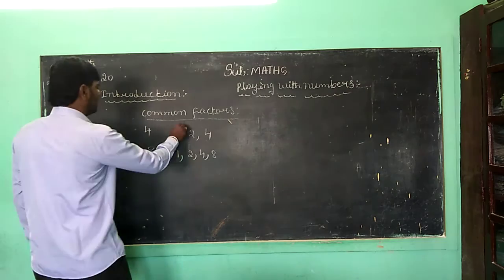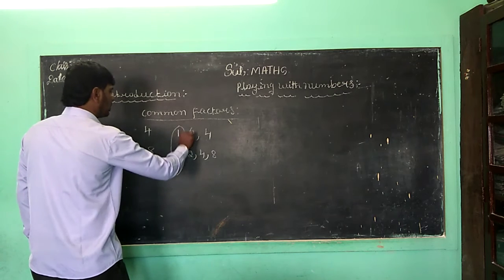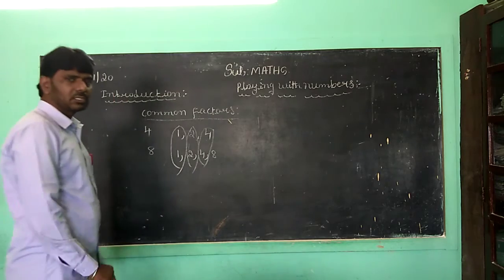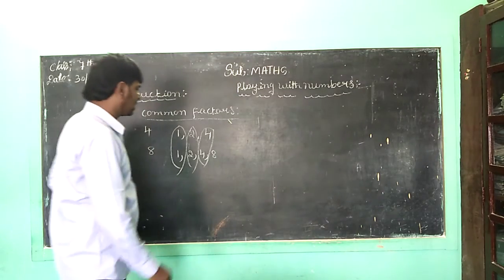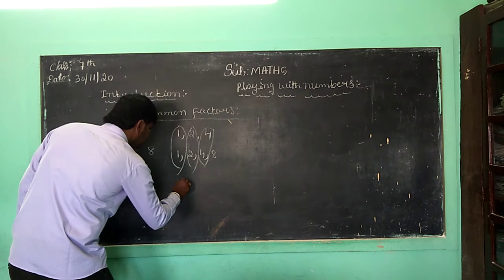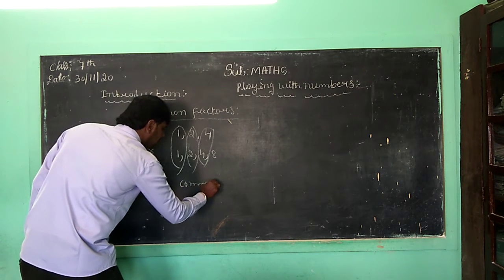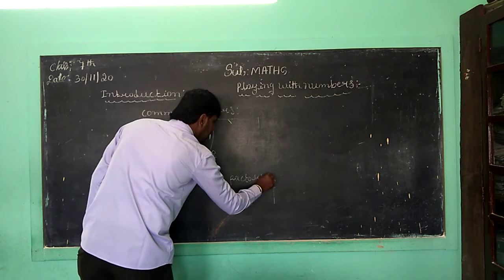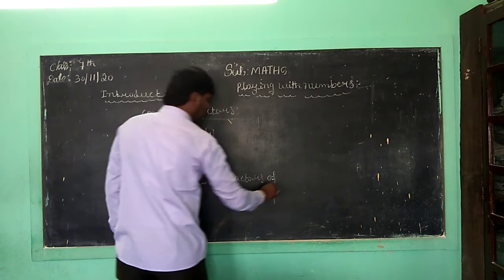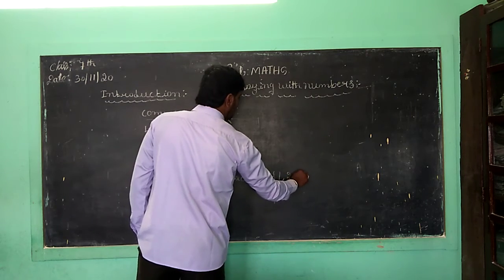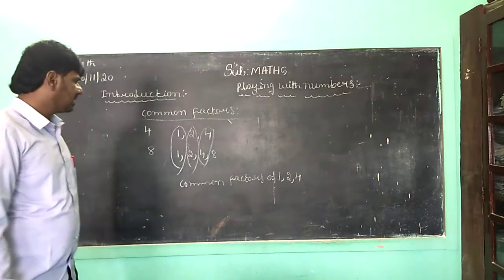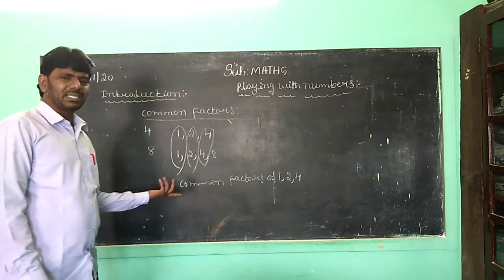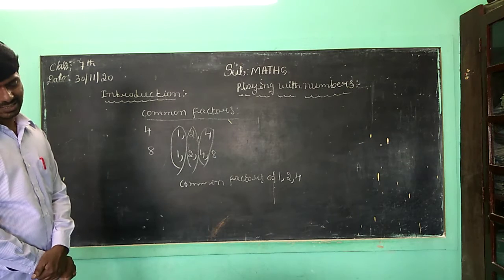What are the common factors of 4 and 8? 1 is common, 2 is common, and 4 is common. Correct, children? The common factors are 1, 2, 4. So these are the common factors of 4 and 8, children.